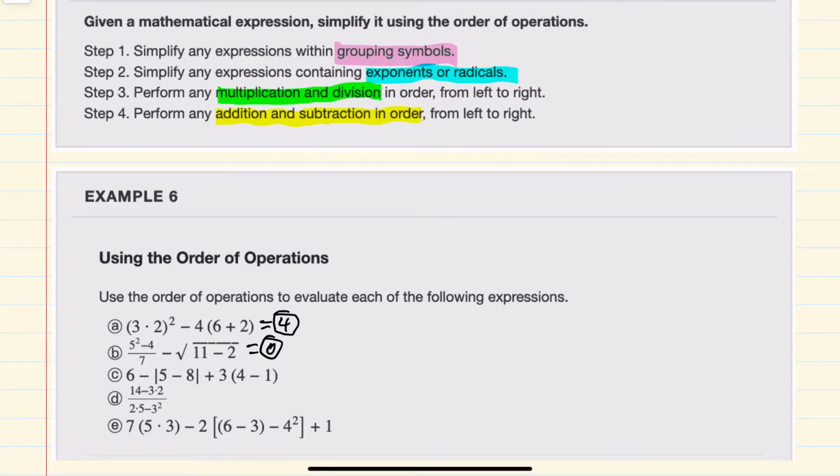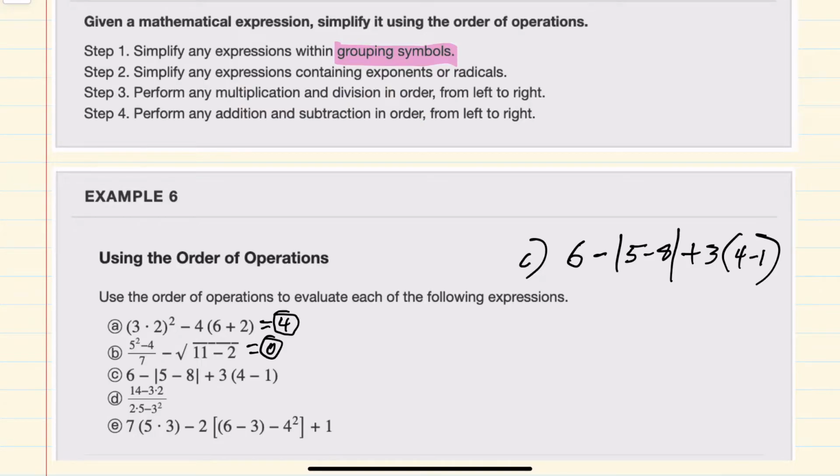Moving to our third example, we would again start with our grouping symbols. And inside this absolute value, the 5 minus 8 has been grouped. And inside the parentheses, we also have 4 minus 1 grouped together. Simplifying each of these, inside the absolute value, 5 minus 8 is a -3. And inside these parentheses, 4 minus 1 is a +3. Continuing to simplify inside these grouping symbols, I can evaluate the absolute value of -3 as just a +3.